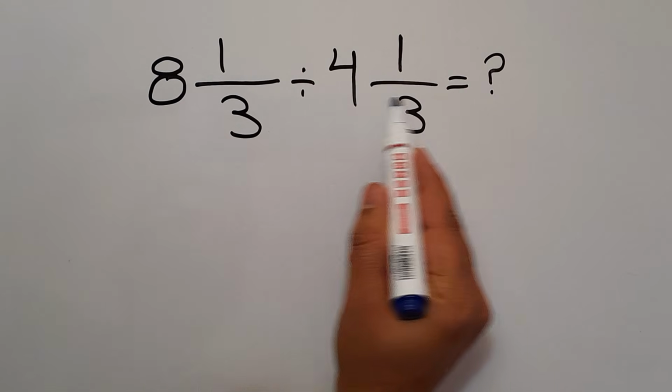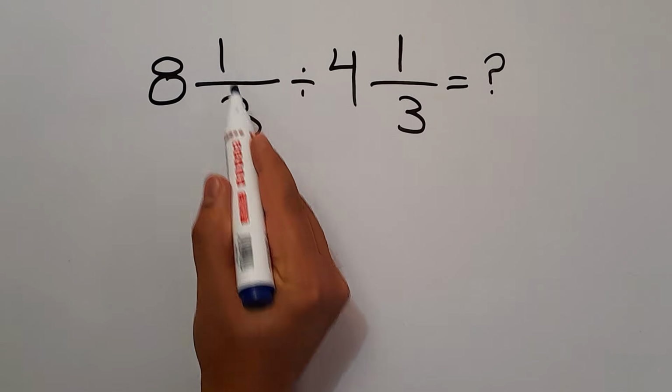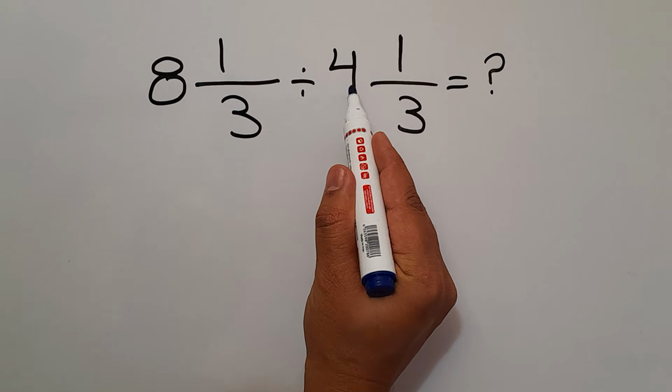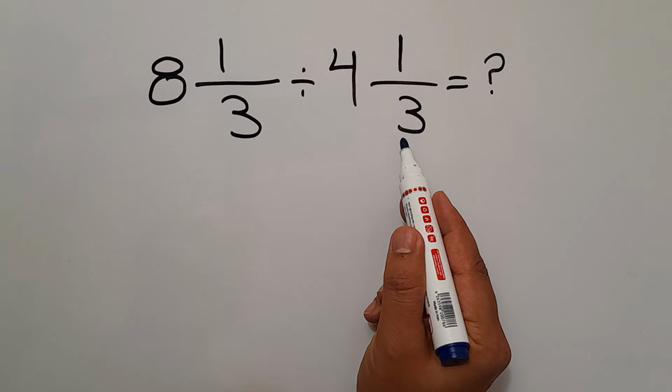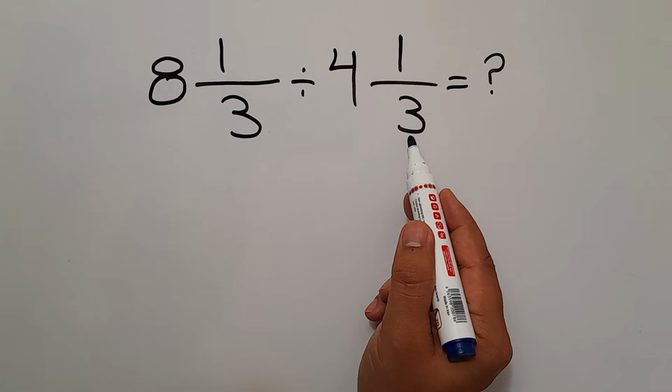We want to find the value of this expression: 8 and 1/3 divided by 4 and 1/3. Are you ready to solve? Let's go ahead and get started.